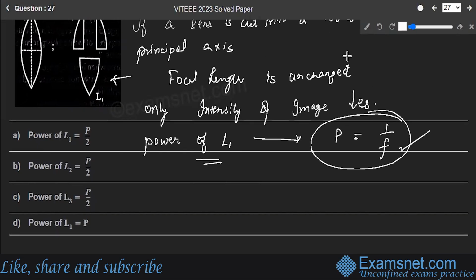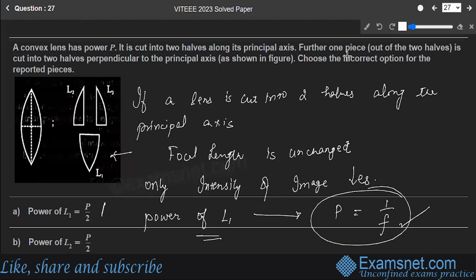Therefore, if you are saying that the power of L1 becomes half of P2, this is wrong. This statement is the correct answer because this statement is wrong, and this is what was asked in the question. Hope you understood this. Let's move to the next question now.